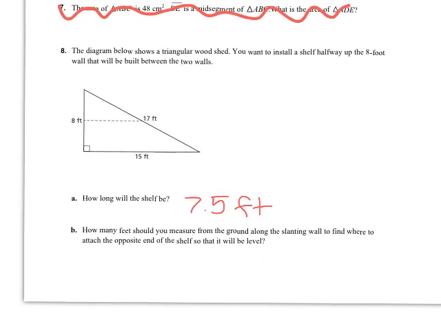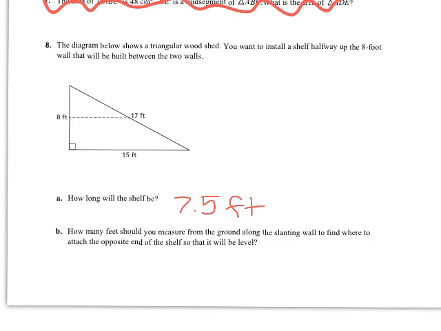And then part B asks me how many feet should I measure up from the ground along the slanting wall to find where to attach the opposite end of the shelf so it will be level. So I think that is asking us if we go ground up to where we're attaching, it's asking for this piece right here. So that piece right there I can find because I know that if I want the shelf to be a mid-segment, then this point right here would be the midpoint. So that would be halfway along that slanted wall, which half of 17 would just be 8.5. So this would be 8.5 feet. So you would measure up from the ground right down here, up 8.5 feet. That's where you should attach the shelf so it is level.